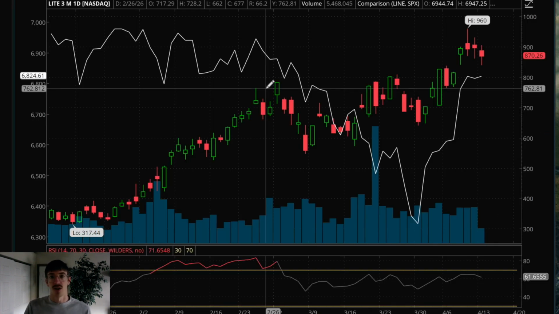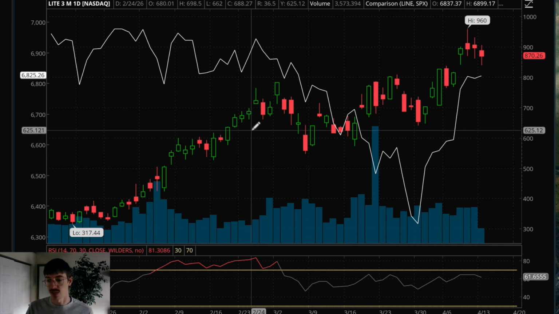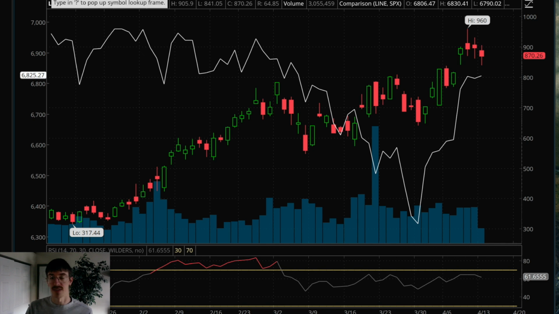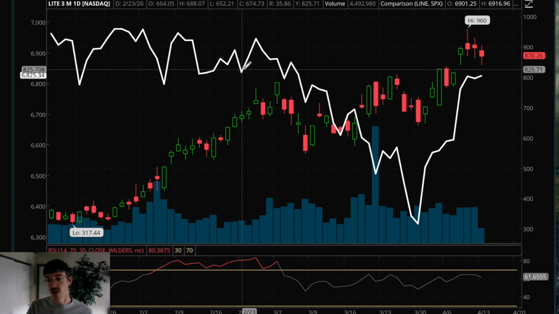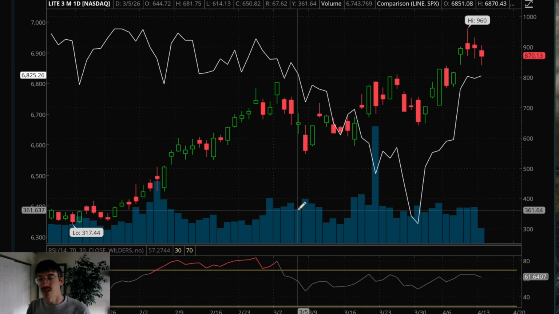Once this is added onto the chart, it might look a little bit confusing, but all this is going to be the candlestick chart for the stock that we're looking at, in this example LITE, with a line chart for the S&P 500 in the background. This allows us to very quickly and easily compare the two charts to see how this stock is performing relative to the general market.